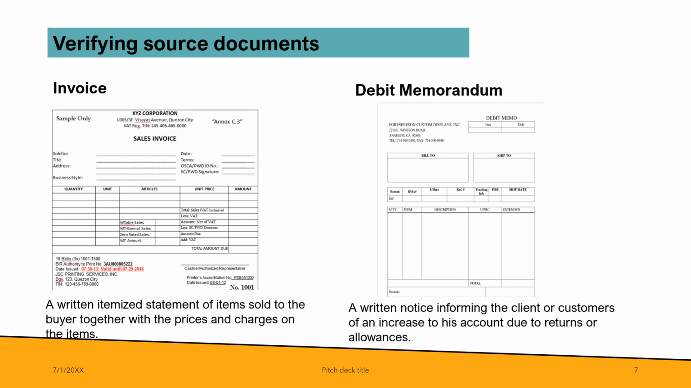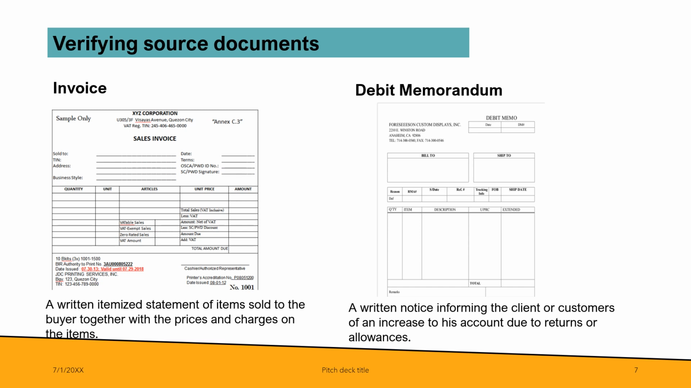This is a written itemized statement of items sold to the buyer together with the prices and charges on the items. And usually, the sales invoice, according to the Bureau of Internal Revenue, should be issued by a business engaged in selling goods. Okay? That is sales invoice. So let's say the business will purchase goods or items from another entity, okay, that transaction should be evidenced by an invoice or a sales invoice.